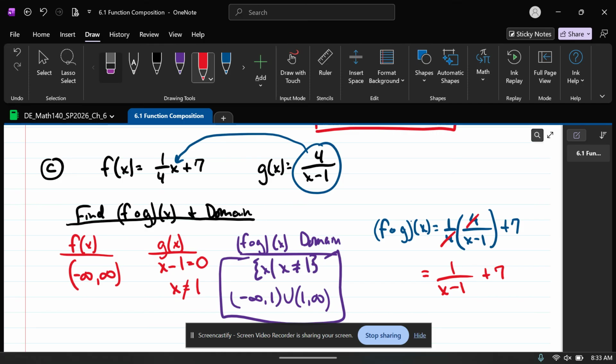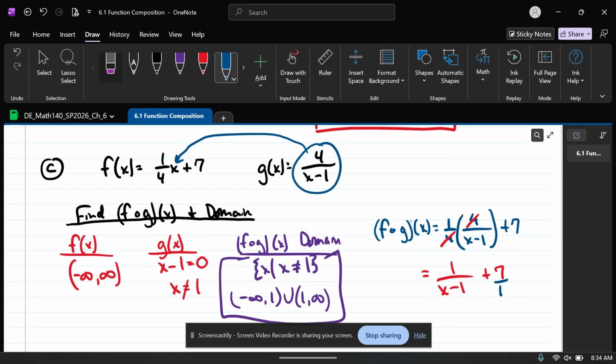They don't really like to leave their problems like that, where it's mixed with a fraction and a non-fraction. They want it to be one big fraction. Okay, so this is where we got to do a little bit of fraction work. I'm going to write the 7 over 1, just so it looks like a fraction. Now, the common denominator. If I'm going to add fractions together, I got to have a common denominator, right? So the denominator over here is x minus 1. The denominator here is 1. The easy common denominator is always just the product of the two denominators. You just multiply them together. What's 1 times x minus 1?